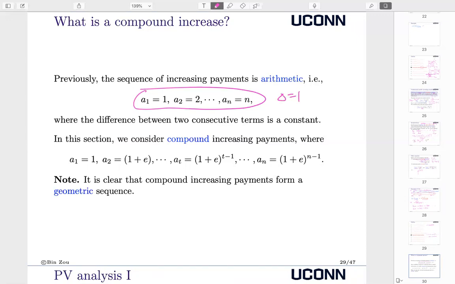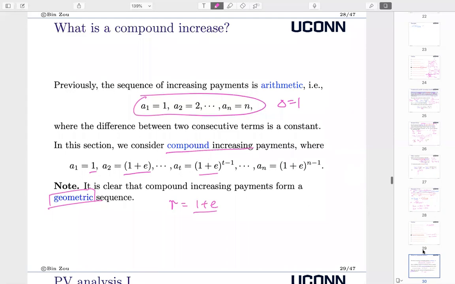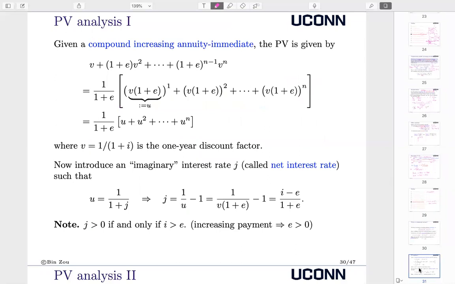And now we want to study the compound increasing case. So you start with 1, 1 plus e, (1 plus e) to the power of t minus 1, etc. So here the ratio is 1 plus e, excuse me. So it's very clear that compound increasing forms a geometric sequence. We already studied geometric sequences in chapter 2, so much of the content we are about to learn is probably not that new to you. So this is the PV analysis.